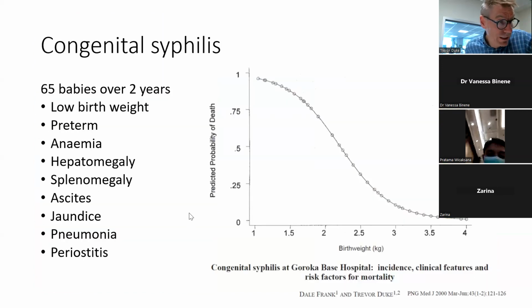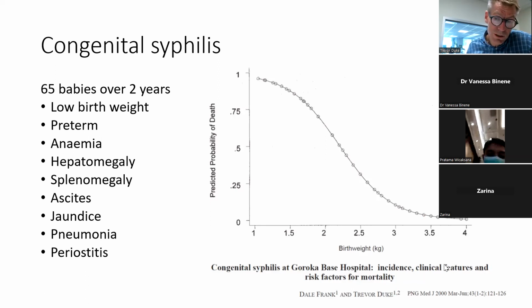And when we looked at this in Goroka many years back, Dr. Dale Frank studied 65 babies over a 2-year period who had congenital syphilis, and these were the clinical manifestations. Most of them had low birth weight or were preterm. Most of them had anemia. They almost always had hepatomegaly and splenomegaly. They often had ascites. Many had jaundice. Many had pneumonia, a syphilitic pneumonia, and many had periostitis, which is like osteomyelitis related to syphilis, an inflammation of bone.